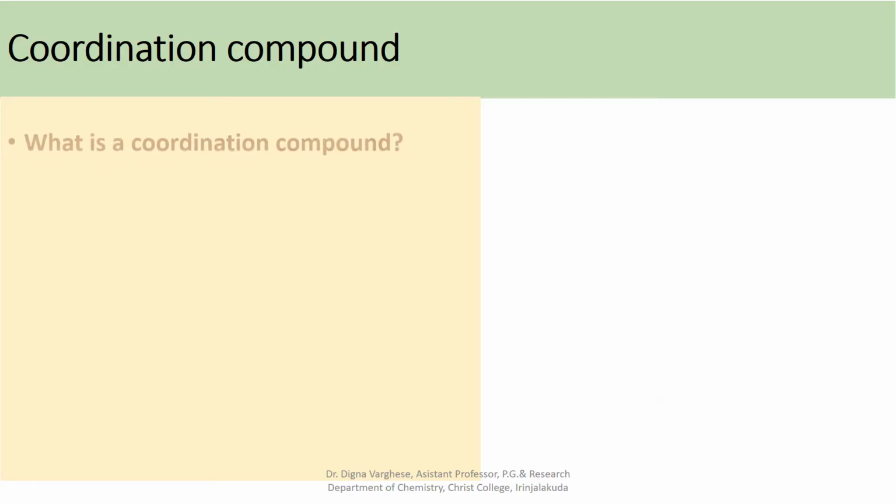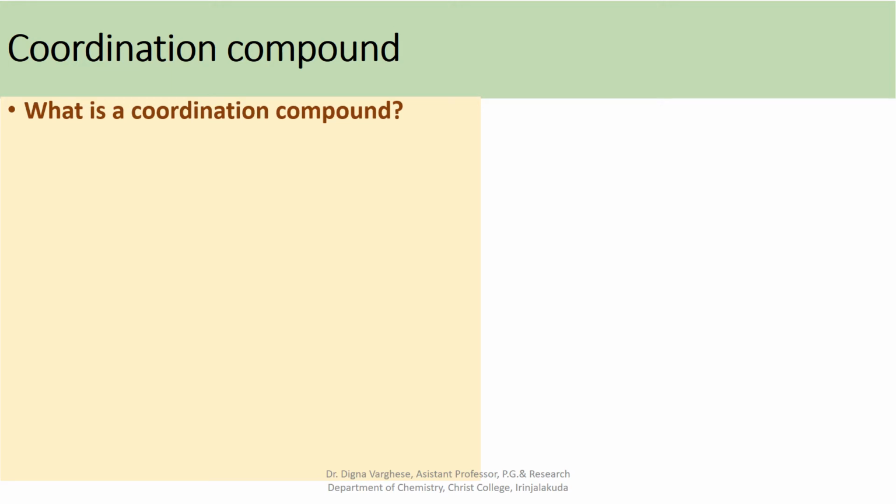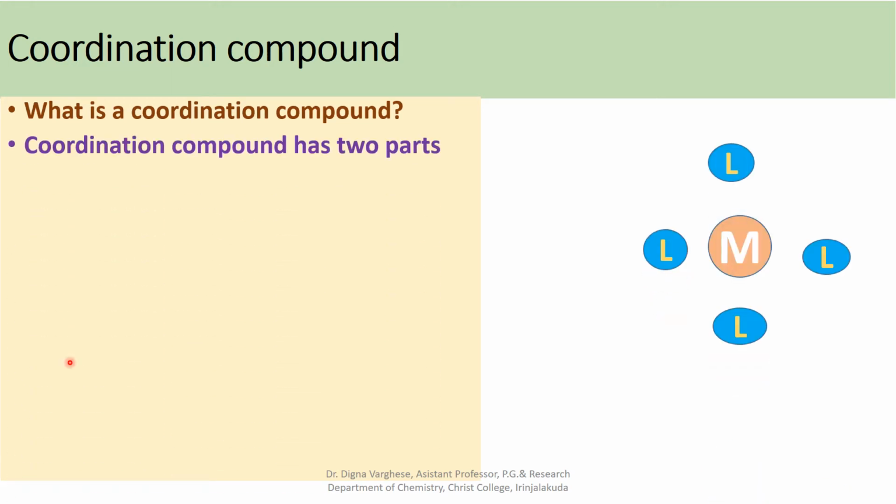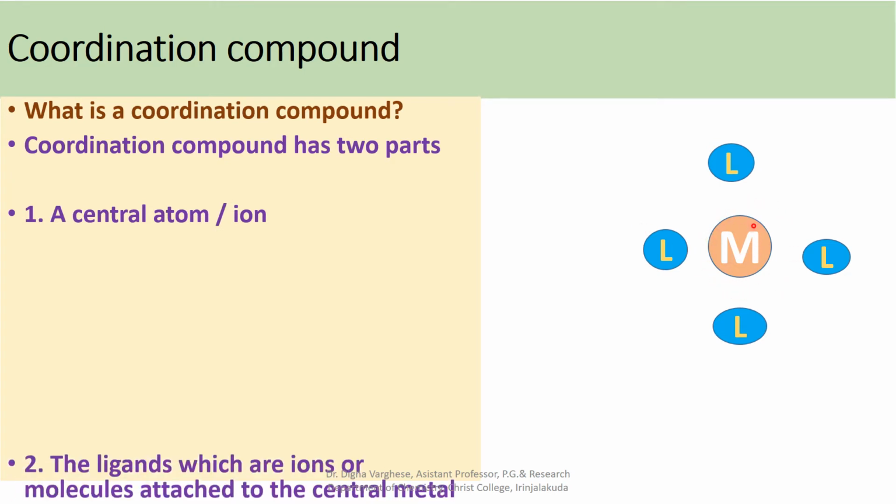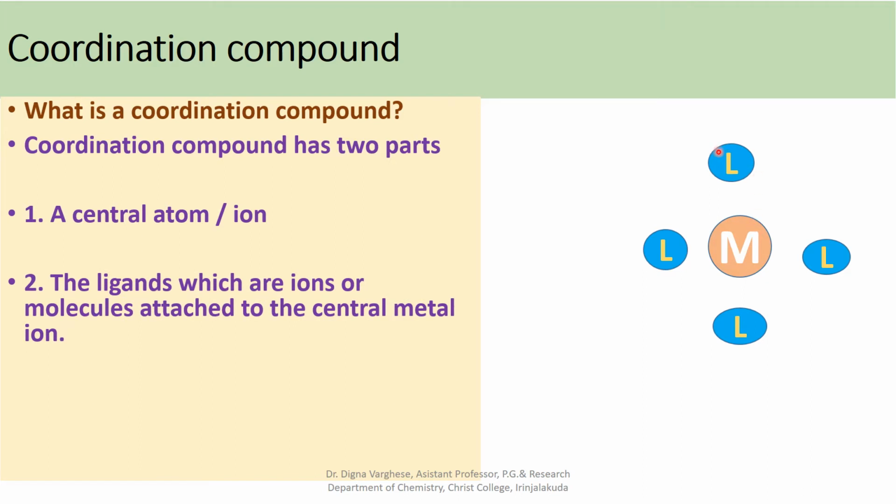Coordination compound. Do you know what is a coordination compound? This figure shows a representation of a coordination compound. We know a coordination compound has two parts. One is a central metal atom or ion. Another one is the ligands. Ligands are ions or molecules which are attached to the central metal ion. This attachment is by using a bond known as a coordinate bond or a dative bond.